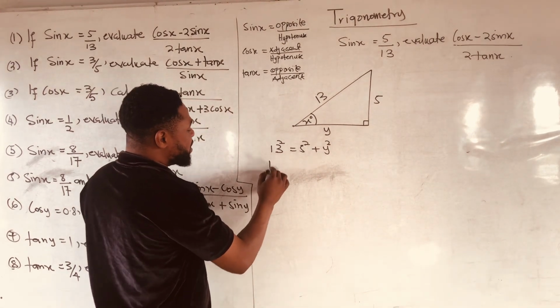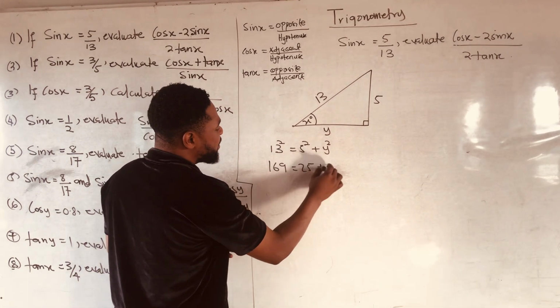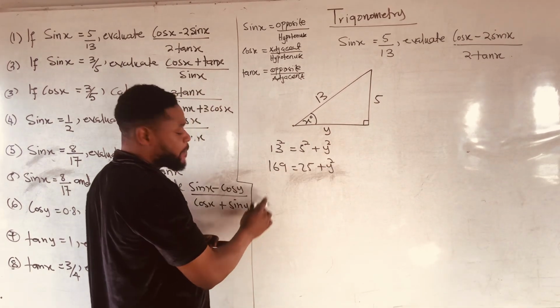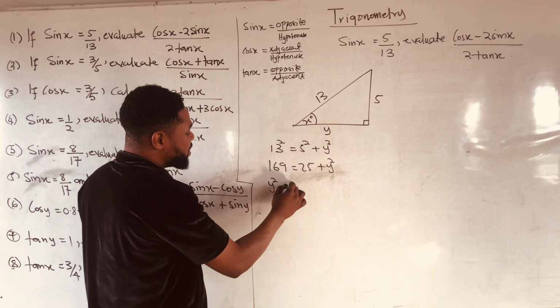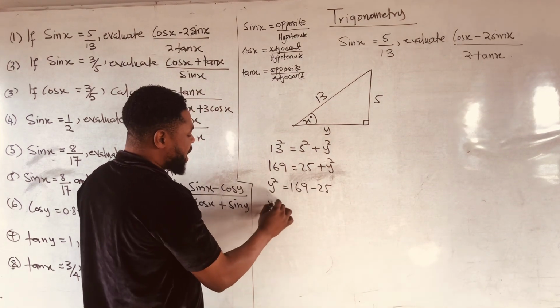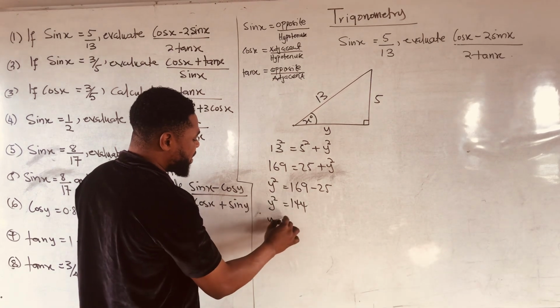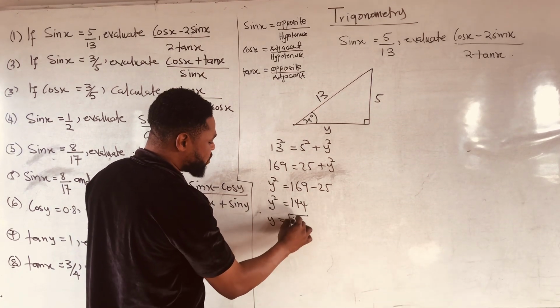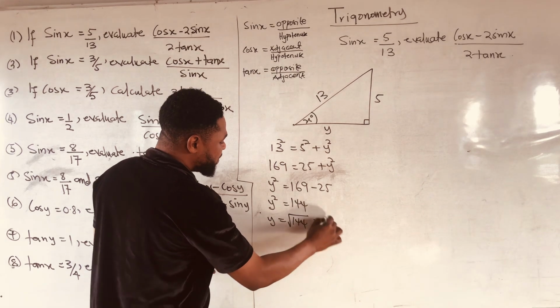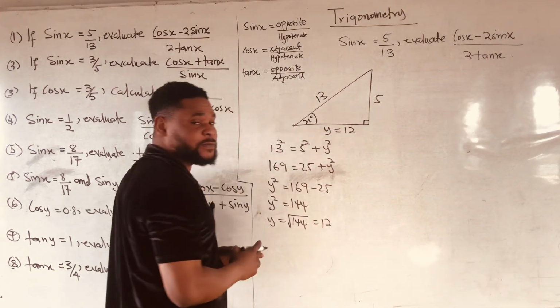Therefore, 13 squared will give us 169. 5 squared is 25, plus y squared. Therefore, y squared will be equal to 169 minus 25. So y squared will give us 144. Therefore, we find the square root of both sides. So the square root of 144 will give us 12. So now our adjacent becomes 12.